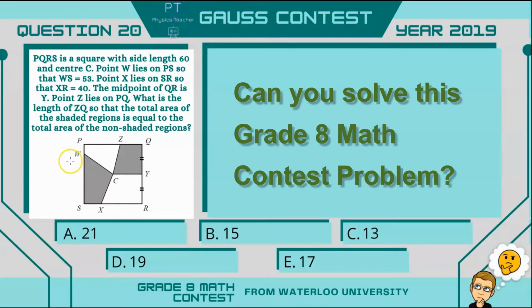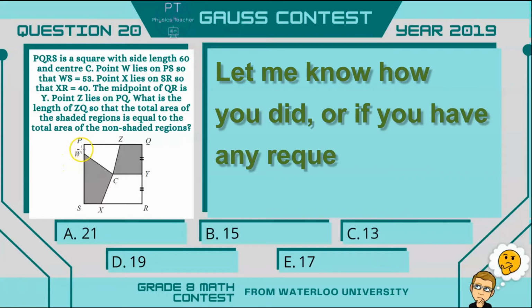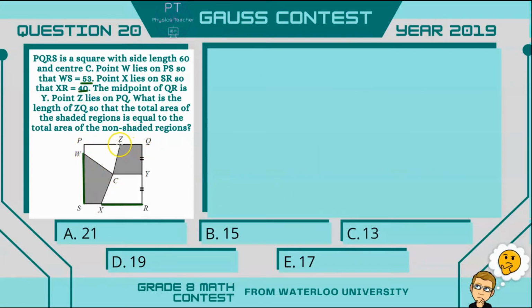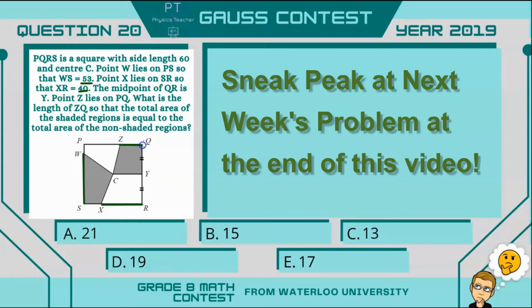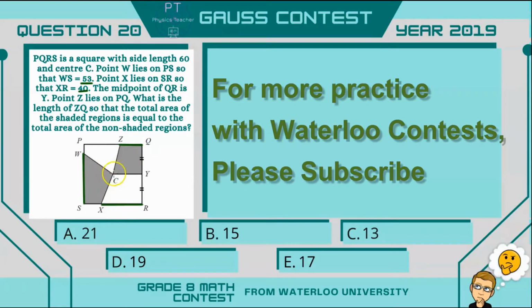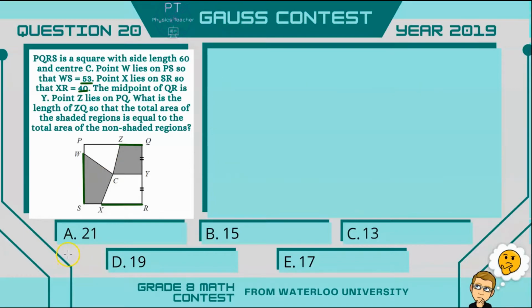This is a grade 8 math Gauss contest question, and it says for this square, where C is the center of the square, what does the length of ZQ need to be so that the areas of the shaded regions are identical to the area of the non-shaded regions? Give it a try, and I'll be right back with the solution.